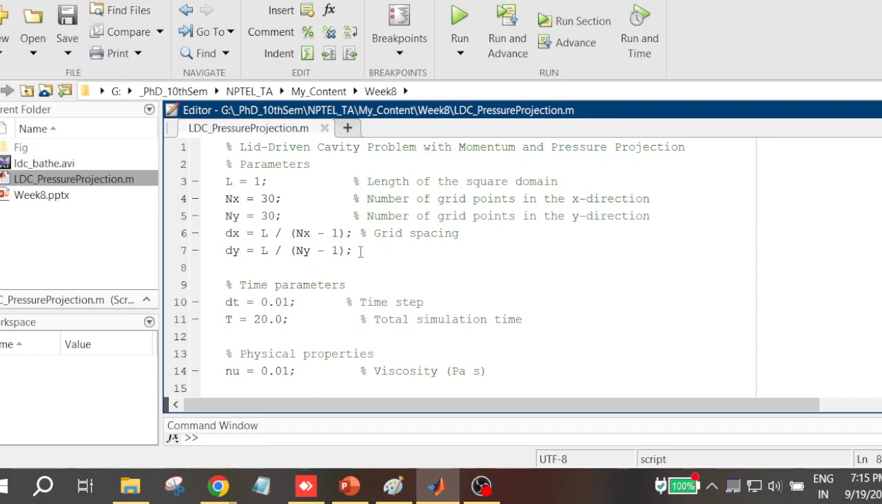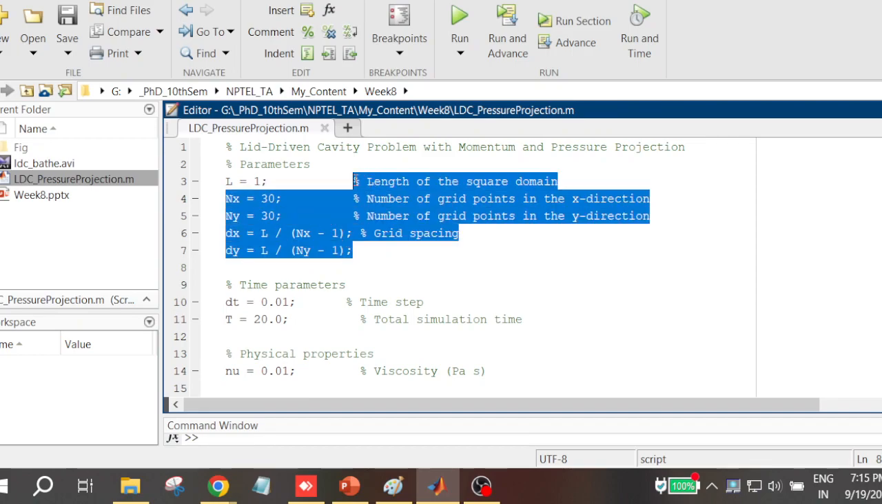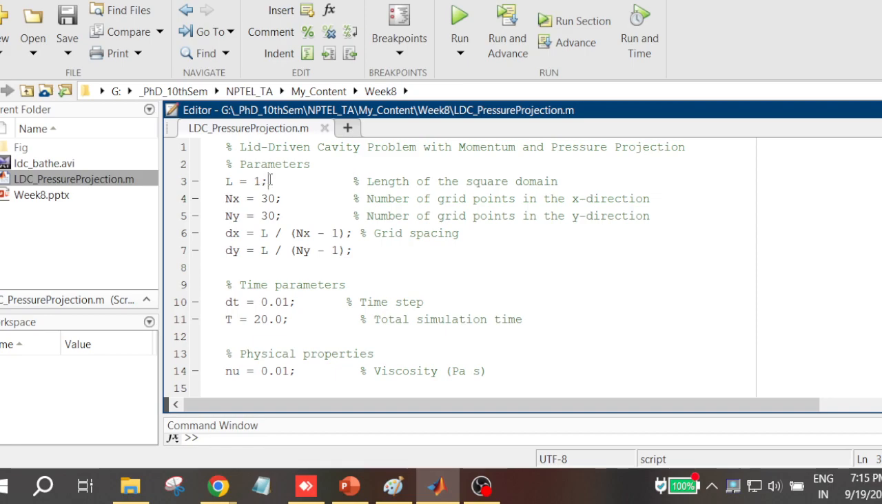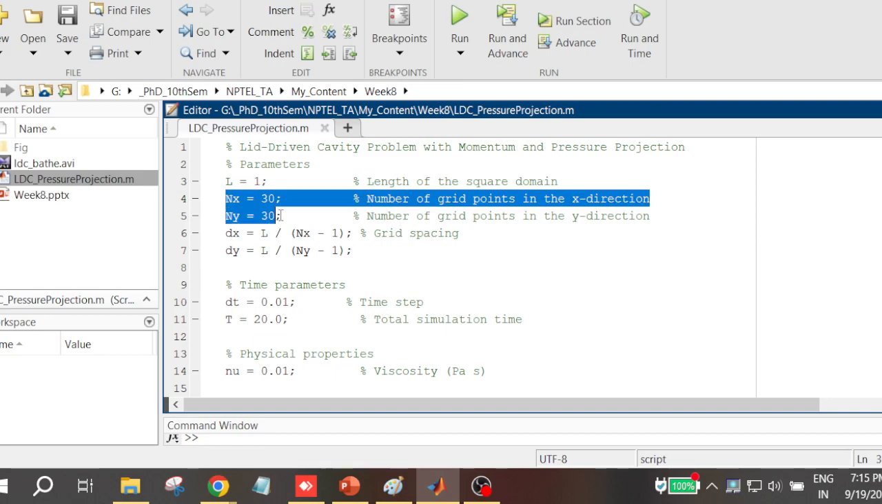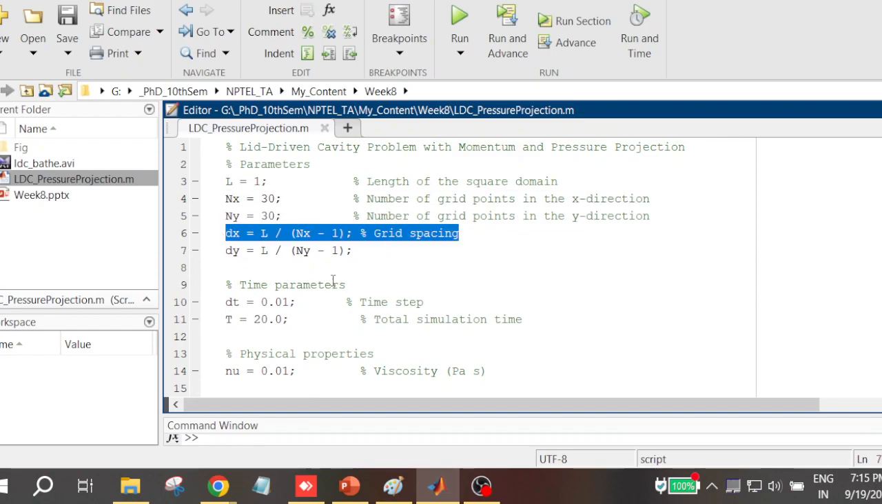So let us come from the beginning. The first step of CFD is pre-processing, wherein you define the domain, the number of grid points, and the geometric parameters. Basically, I have defined the domain using the length of the square domain, L equal to 1. nx and ny indicate the number of grid points, and dx and dy are the grid spacing.